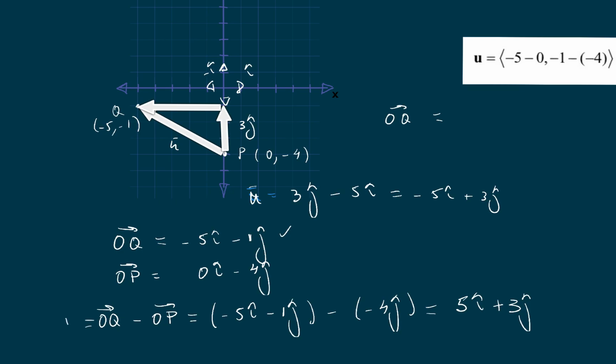u is the vector OQ minus OP. Who is OQ? OQ is minus 5i minus 1j. Who is OP? Minus, this minus. OP is minus 4j, minus minus 4j is plus 4j, minus 1j is 3j. So it is minus 5i plus 3j. So I have the same result.